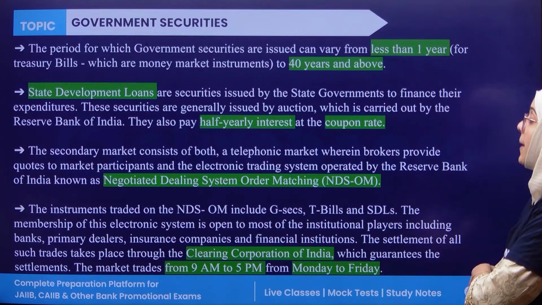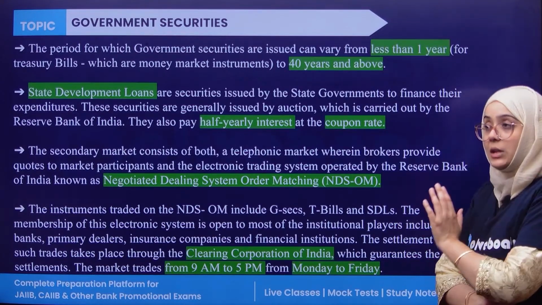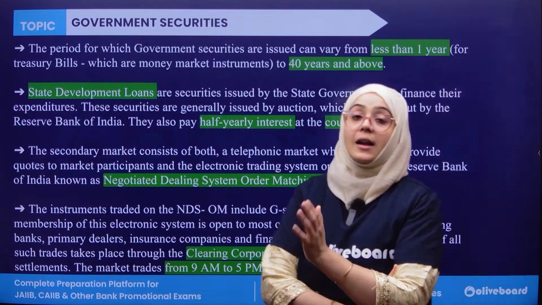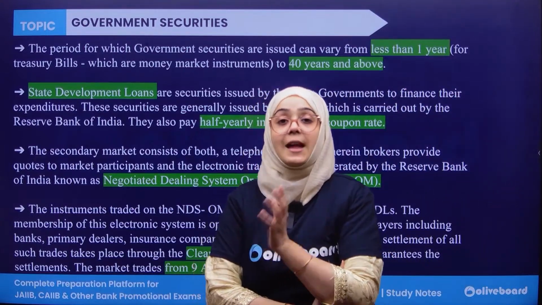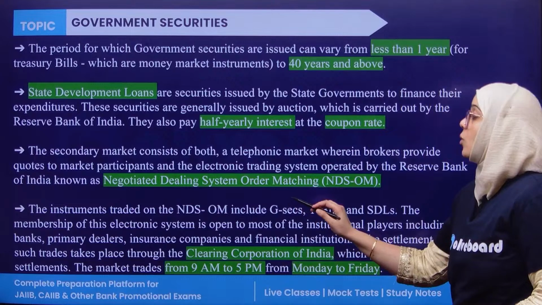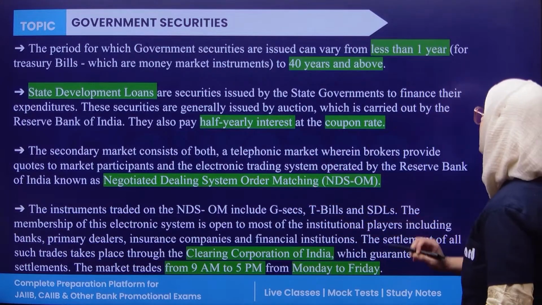If we talk about the secondary market, how is dealing done in government securities? This dealing can be done through a platform known as the negotiated dealing system order matching.